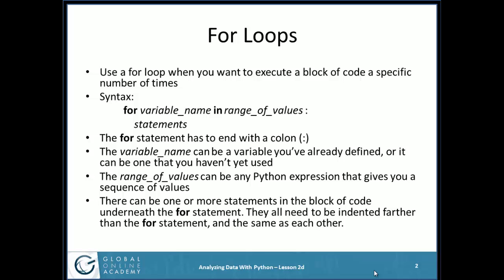For now, you can use the range keyword, which we'll explain on the next page, or you can say something like for i in, and then put square bracket 1, comma, 2, comma, 3, comma, 4, square bracket, colon. We'll do a lot of examples in IDLE so that you can see what happens. There can be one or more statements in the block of code that's indented underneath the for statement. One or more, not zero. You have to have something there if you've put a for statement in there. They all need to be indented farther than the for statement and at the same level as each other. This will happen for you automatically within IDLE.